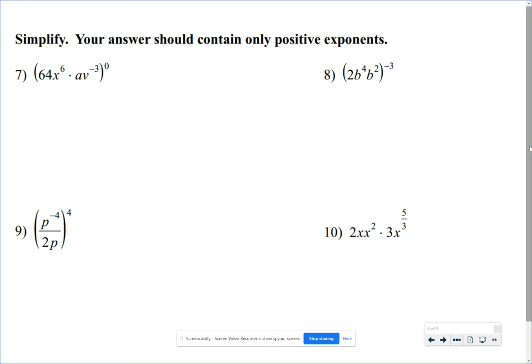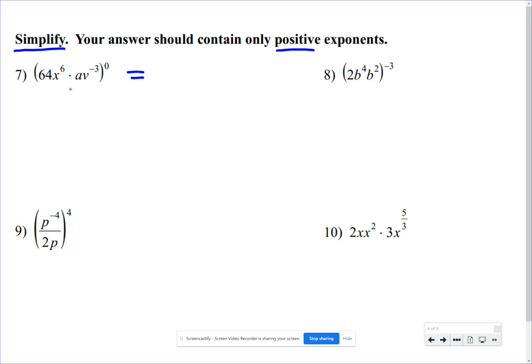All right, the second video is going to show the solutions for problems 7 through 10. These are the exponent questions with integer exponents. So notice it says simplify, your answer should contain only positive exponents. So no negative exponents and no zero exponents in your answer.